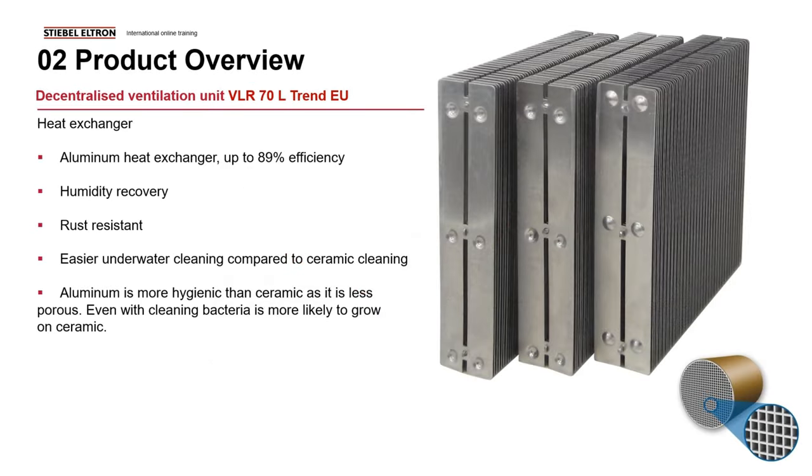The aluminium heat exchanger is one of the unique features of the VLR 70 L Trend EU, with efficiency levels of up to 89% heat recovery. It also recovers humidity and is rust resistant. The heat exchanger is easy to clean. Simply place under running water. Compared with other heat exchanger materials such as ceramic, aluminium offers a hygienic surface, less likely for bacteria to grow on.